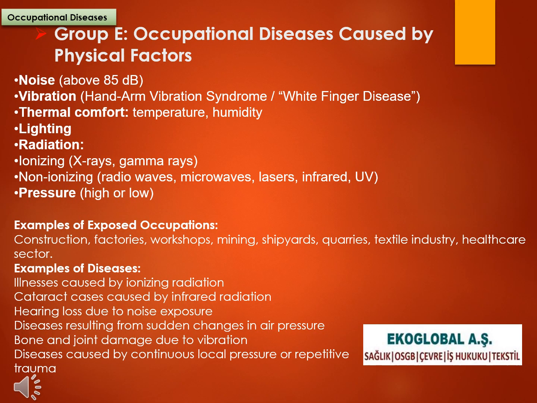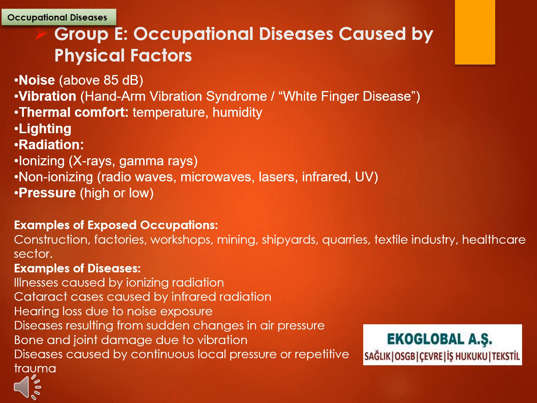Group E covers occupational diseases linked to physical workplace hazards. These include excessive noise above 85 decibels, vibration-related injuries like white finger disease, and issues caused by extreme temperatures, poor lighting, or exposure to ionizing X-ray, gamma, and non-ionizing radio, microwave, laser, infrared, UV radiation. Pressure changes, whether high or low, can also trigger health problems.